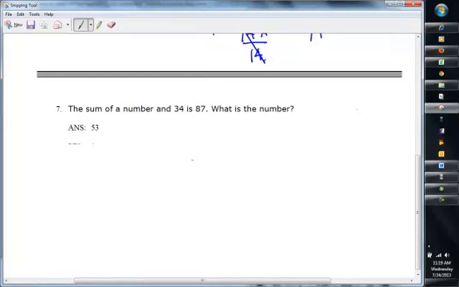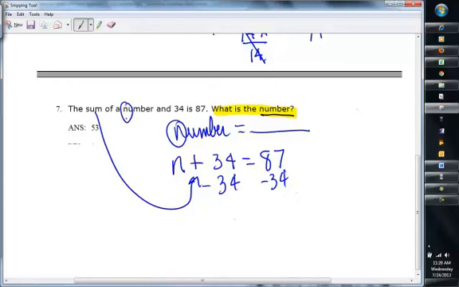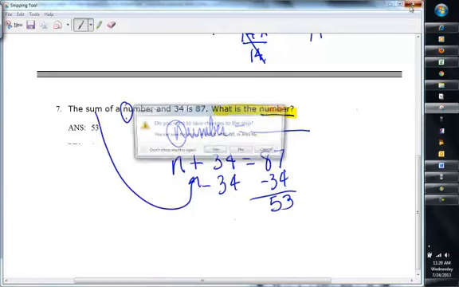Next one. These are always easy because they aren't really real life scenarios. Nobody really asks you what two numbers are. It says the sum of a number and 34 is 87. We want to know what is the number. So number equals, I'm going to use the letter N for number. Number plus, that comes from right here, sum, 34 equals 87. Subtract 34 from both sides, and you get 53. Next one.